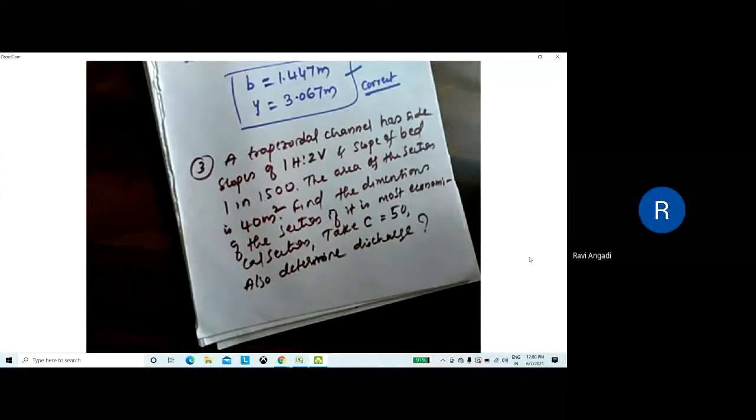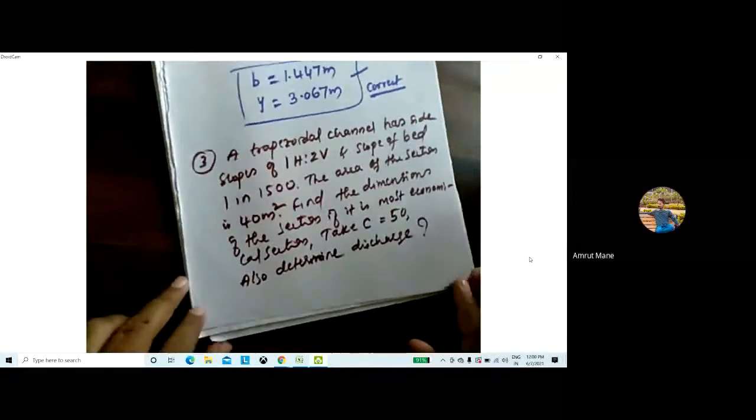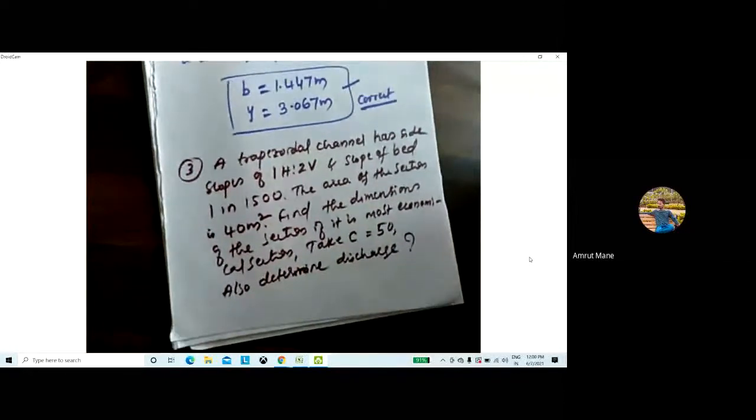Amrut Mane present. Yes, sir. So can you read the problem? A trapezoidal channel has a side slope of 1 horizontal to 2 vertical and slope of bed 1 in 1500. The area of the section is 40 meters square. Find the dimension of the section if it is the most economical section. Take C as 50. Also determine the discharge. Yes, good. Okay. So take this problem as an assignment.